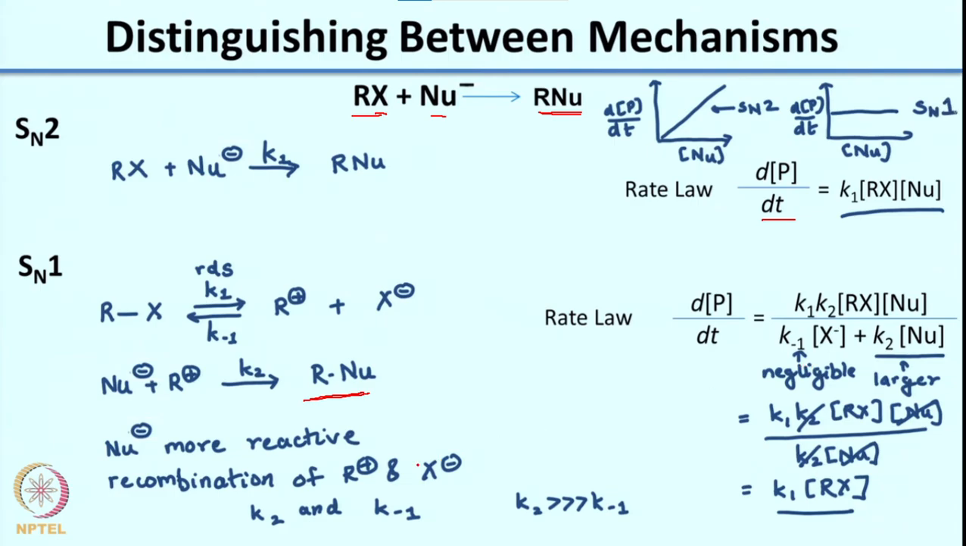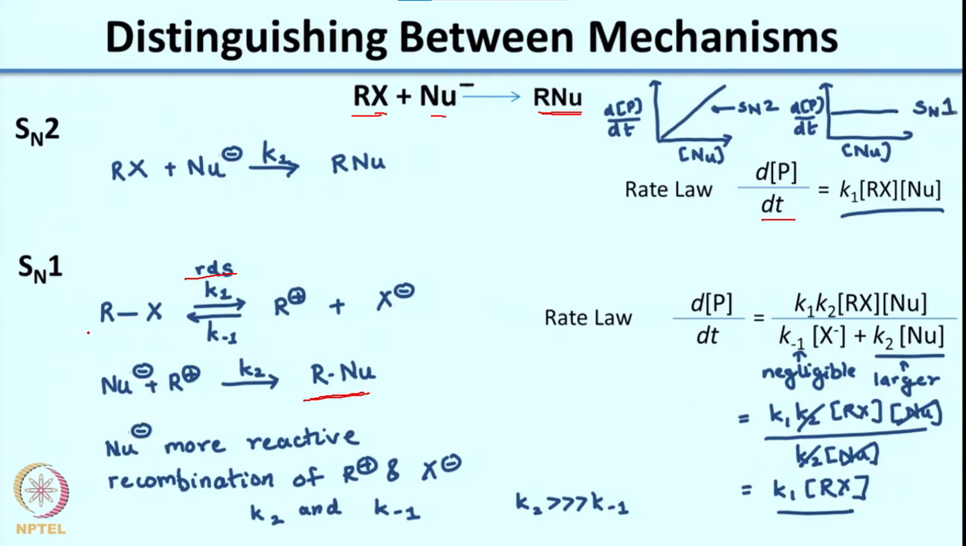Whenever we are observing an SN1 reaction, we always take a nucleophile that is more reactive than the other species for recombination of the carbocation and X minus. So always we are taking a more reactive nucleophile for this type of reaction. So what will happen? The rate of consumption of this carbocation will be very fast, but the rate of formation of carbocation will be slow. That's why this is the rate determining step. Because the rate of consumption is very fast, we can ignore it, and k minus 1 will be very negligible.